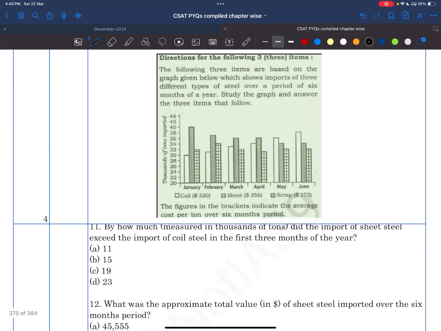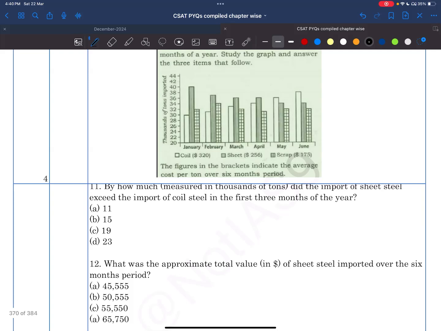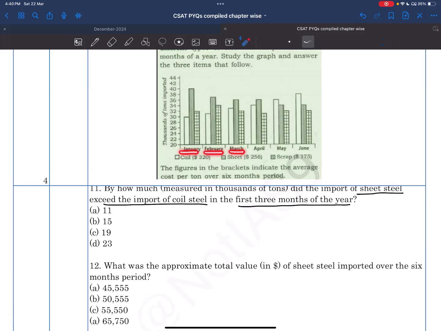We have been given a bar diagram, right? Now, what is it asking? By how much, measured in thousands of tons, did the import of sheet steel exceed the import of coil steel in the first 3 months of the year? Right? First 3 months will be January, February, and March, right? It is asking for sheet steel. This is sheet steel, right? That means these items and the import of coil steel. Coil steel means this item, these white ones.